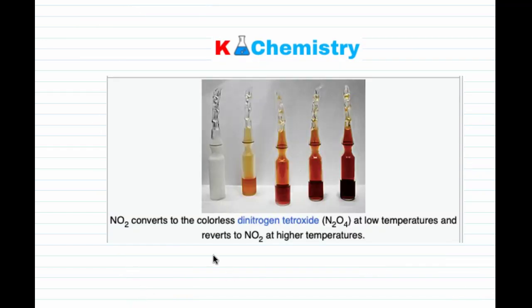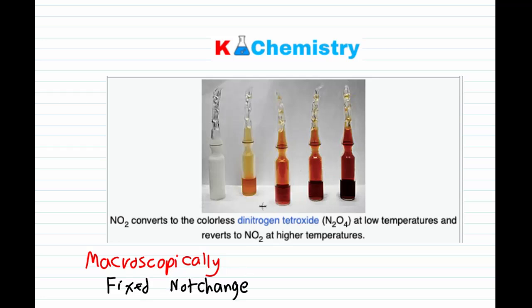It's very important to note the colors of these gases because this is what we can see macroscopically. Again, macroscopically is what we can see, and we know that macroscopic properties are not going to change. They are fixed when we have equilibrium. Fixed means the concentration is fixed, the pressure is fixed, the color is fixed. While microscopically, what's happening at the molecular level is changing.